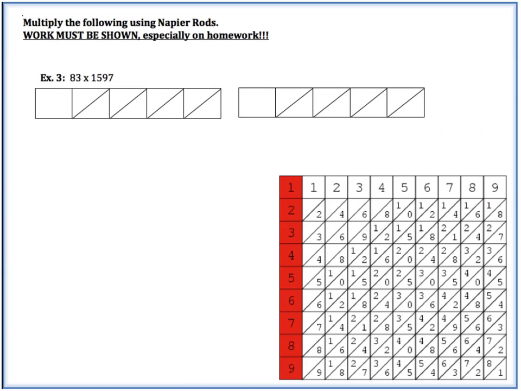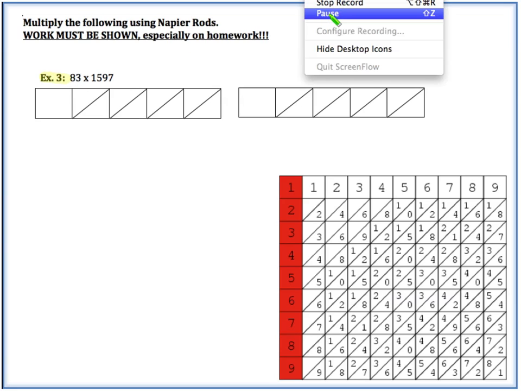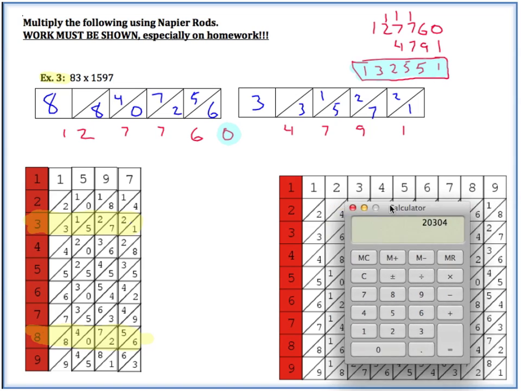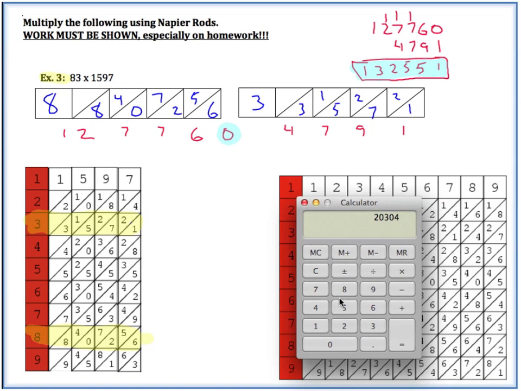All right, I want you to give this example 3 a try on your own. Go ahead and pause the video and come on back when you're done to check your work. All right, welcome back. You can check your work here. Remember to put the 0 here, and then when you add them together, you should get 132,551. And always make sure to check your work here.